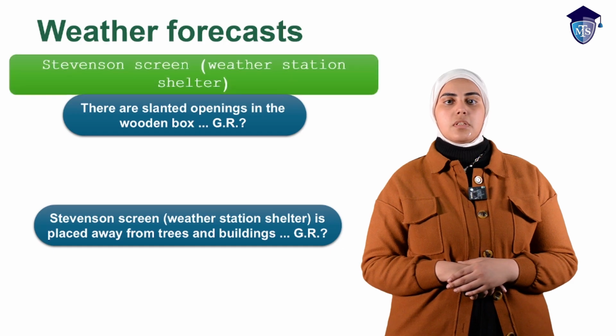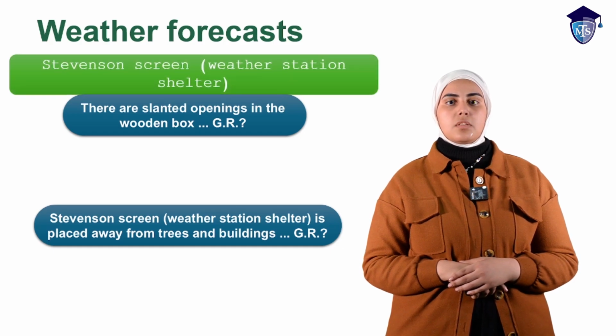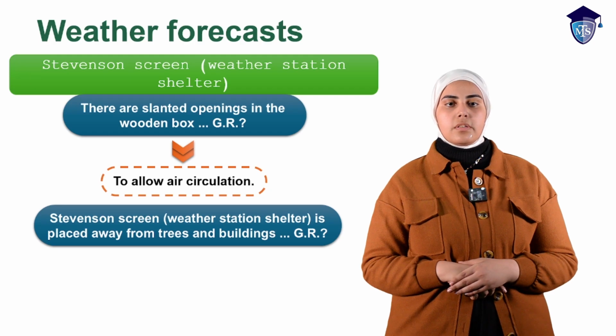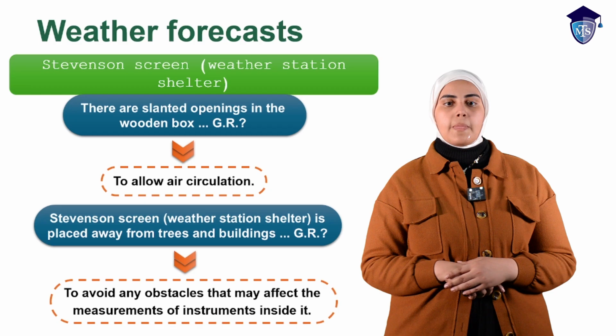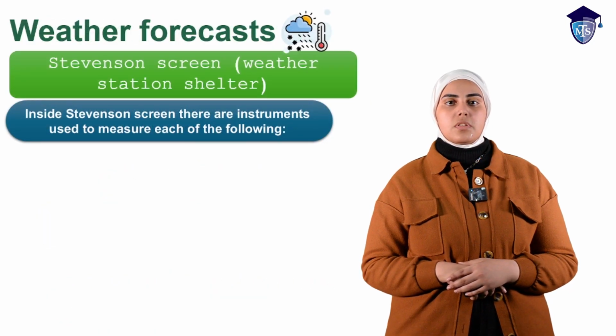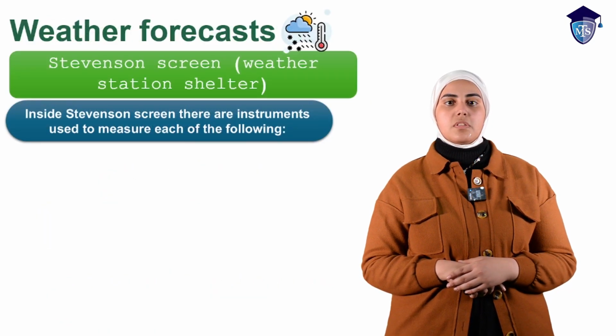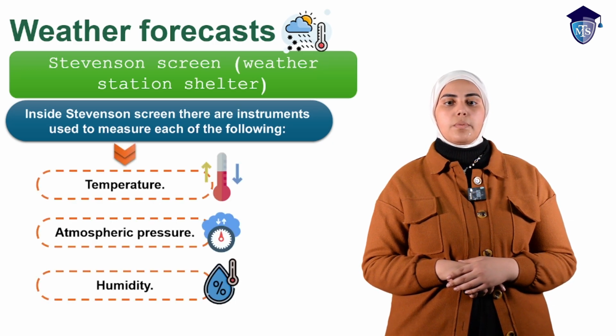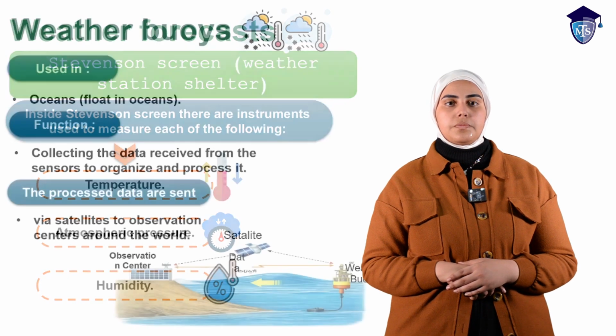Also, in the Stevenson screen, there are slanted openings in the wooden box, and this is to allow air circulation. The Stevenson screen is placed away from trees and buildings to avoid any obstacles that may affect the measurements of the instruments inside it. Inside the Stevenson screen, there are instruments used to measure each of the following: temperature, atmospheric pressure, and humidity.